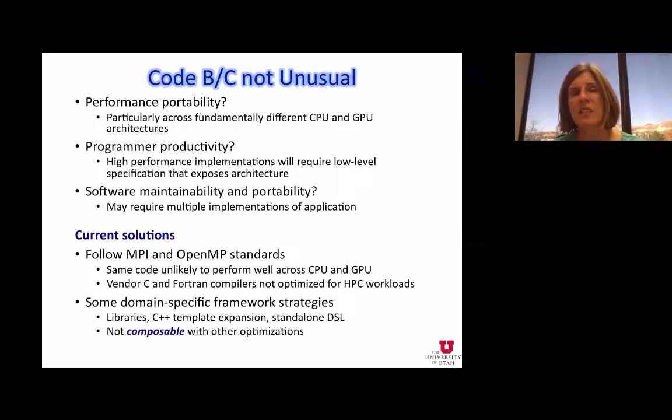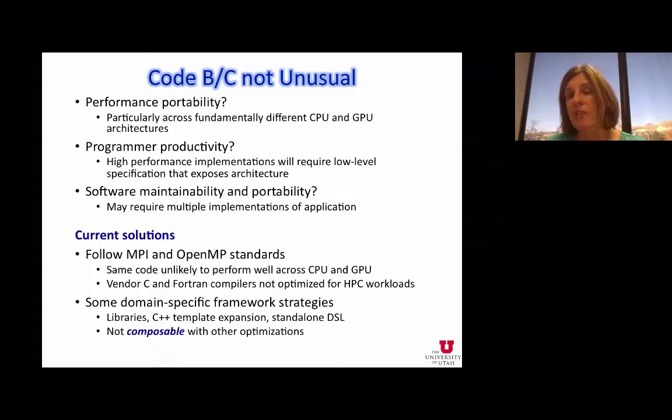The first is performance portability. Remember, this is how to perform well across different architectures. In the one case where we had a code B and a code C, the code for the CPU and GPU are fundamentally different. And so they're not performance portable across platforms.